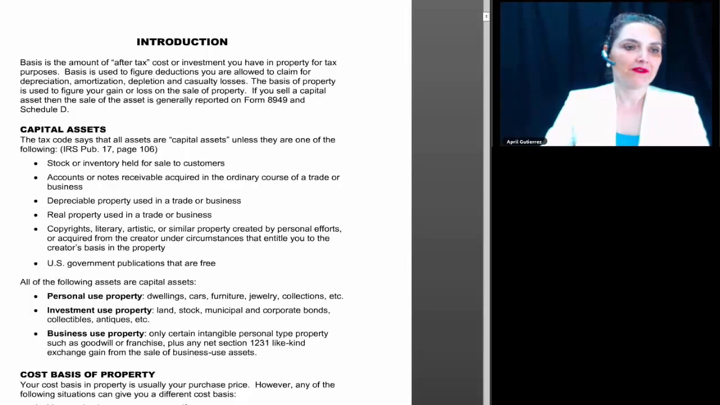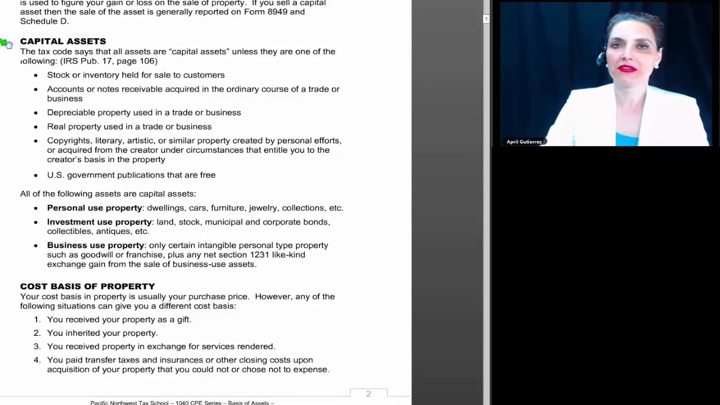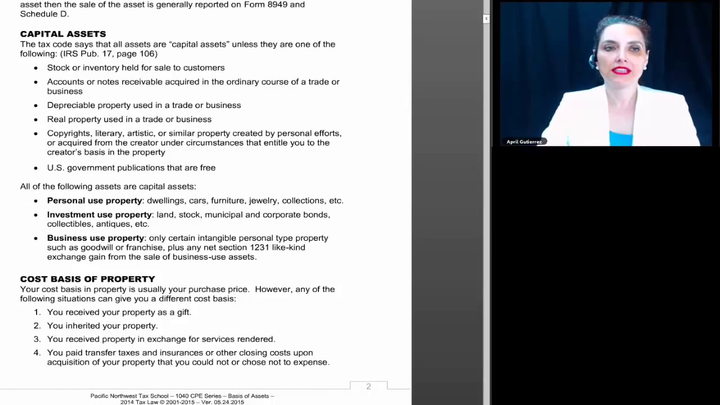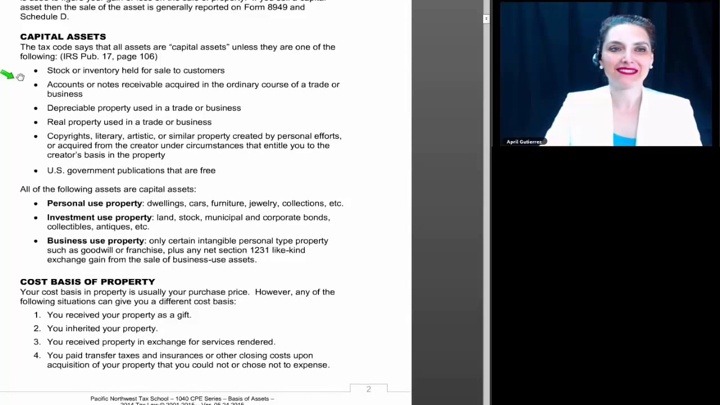So let's look at a definition for capital asset. We're just covering some definitions here because as you're reading through IRS rules and reading publications, it's important to have in your mind what the IRS is thinking of when it defines a particular phrase. And right now we're looking at IRS's terminology for the word capital asset. The tax code says that all assets are capital assets except when they're not. So let's look at when they are not capital assets. And the wording here, of course, says all assets are capital assets unless they are one of the following. And this list comes from Publication 17, page 106.